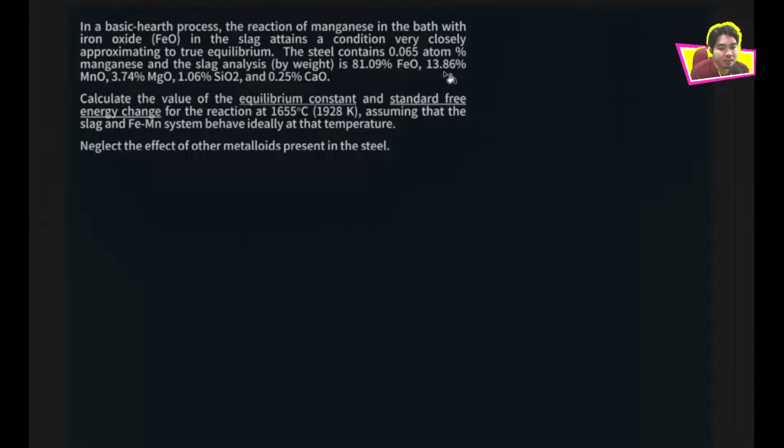And the slag analysis by weight is 81.09 FeO, 13.86 MnO, 3.74 MgO, 1.06 SiO2, and 2.25 CaO. Okay, so we are to calculate the equilibrium constant and standard free energies for the reaction at 1655 degrees Celsius. And we are to assume that the slag and Fe manganese system behave ideally. No? So let us neglect the effect of other metalloids present in the steel.